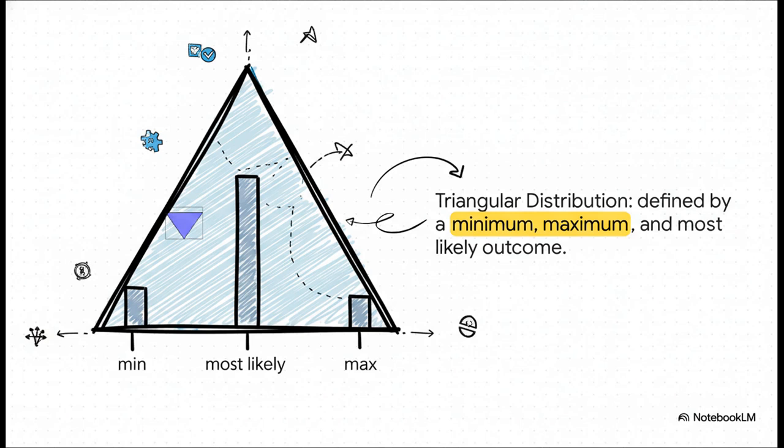The most common one you'll see is the triangular. It's great because it's so intuitive. You just ask the experts for 3 numbers. What's the absolute minimum it could be, what's the absolute maximum, and what's the most likely number? That's it. It's a fantastic place to start.